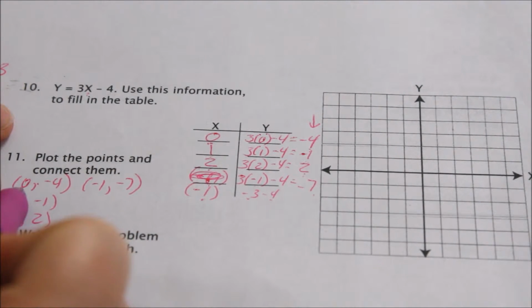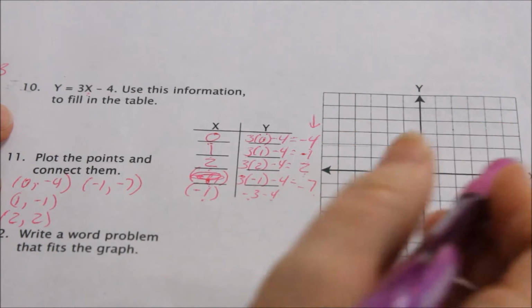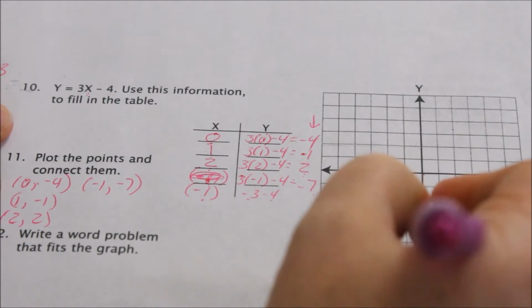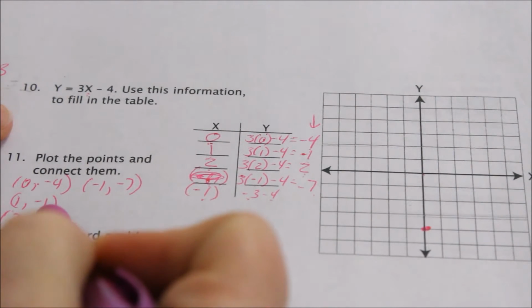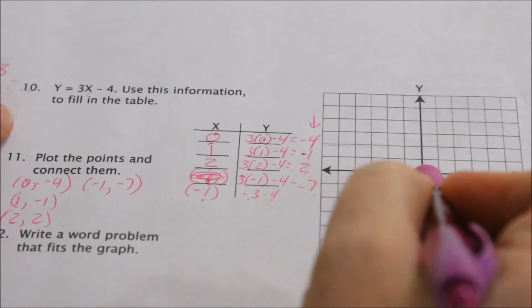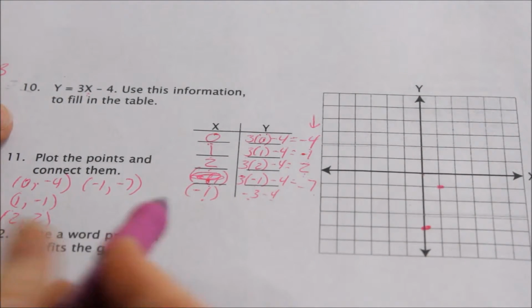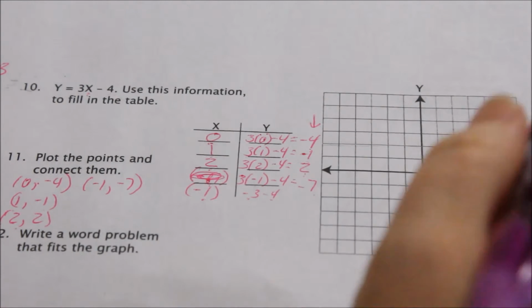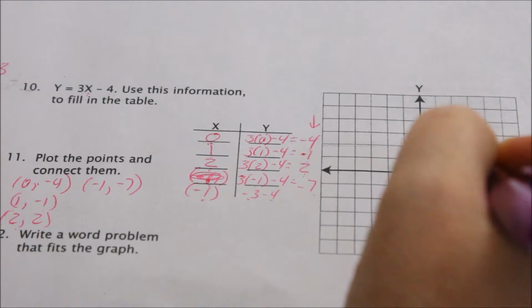0, negative 4. Remember x first. I'm at 0. Now go negative 4 in the y direction. 1, 2, 3, 4. So that point goes right there. Now 1, negative 1. Go positive 1 in x, down negative 1. That would be right there. Now I'm going to plot 2, 2. In the x direction, positive 2. In the y direction, 2.